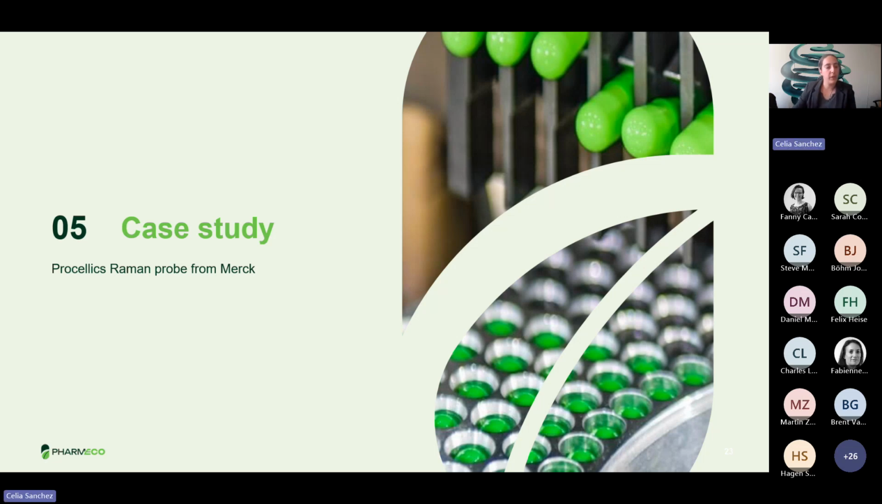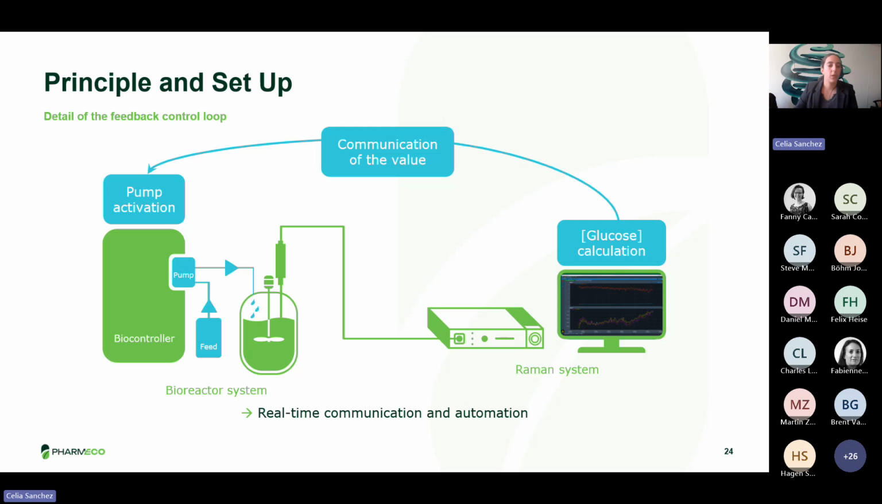Now that we have access to real-time data, how do we use it? Here we'll deep dive into a case study where we use those real-time values from the Raman spectroscopy in order to perform a feedback control loop on the glucose concentration. So here we have a bioreactor system with the vessel here and the probe plugged into the media, directly connected to the computer.